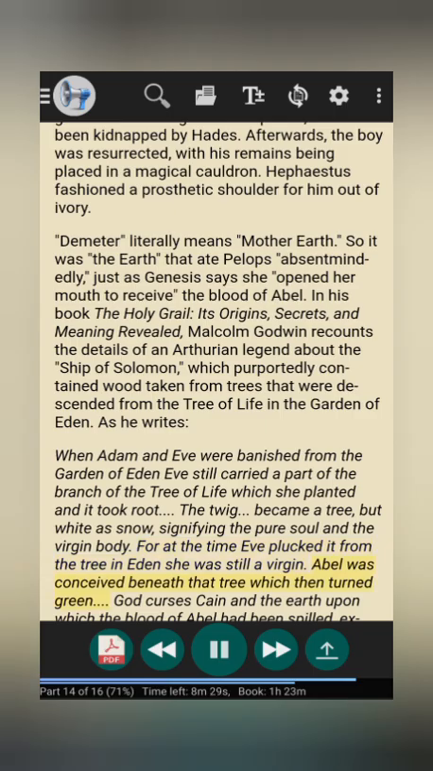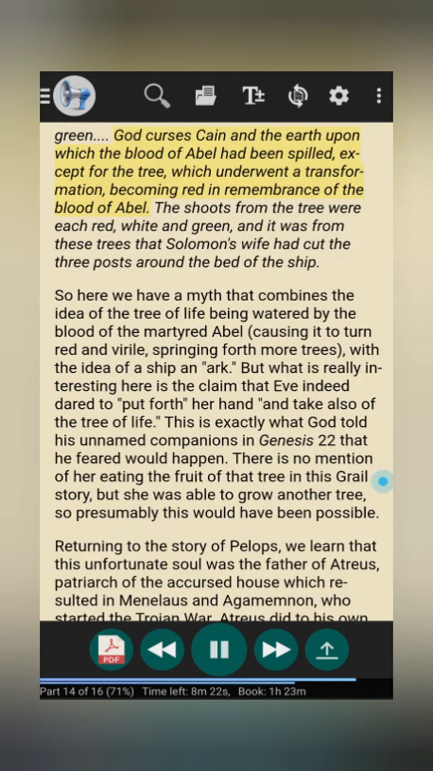Abel was conceived beneath that tree, which then turned green. God curses Cain and the earth upon which the blood of Abel had been spilled, except for the tree, which underwent a transformation, becoming red in remembrance of the blood of Abel. The shoots from the tree were each red, white, and green, and it was from these trees that Solomon's wife had cut the 3 posts around the bed of the ship.